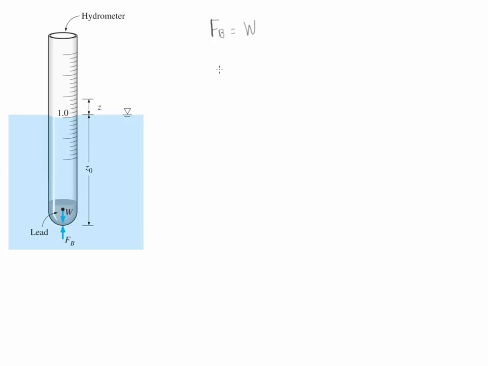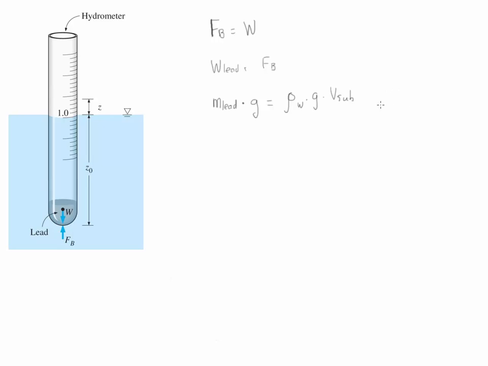Let's now do part B of the problem. We need to calculate the mass of the lead, and we're going to use the relationship that the buoyancy force is equal to the weight. The only weight acting at this moment is going to be for the lead, since we're neglecting the weight of the glass tube. So the weight of the lead is equal to the buoyancy force. The weight of the lead is simply the mass of the lead times gravity, and the buoyancy force is going to be simply the density of water times g times the volume in which it is submerged.